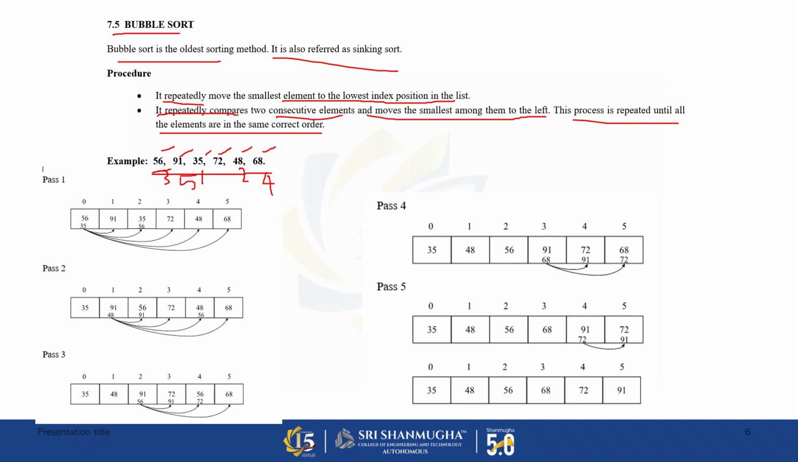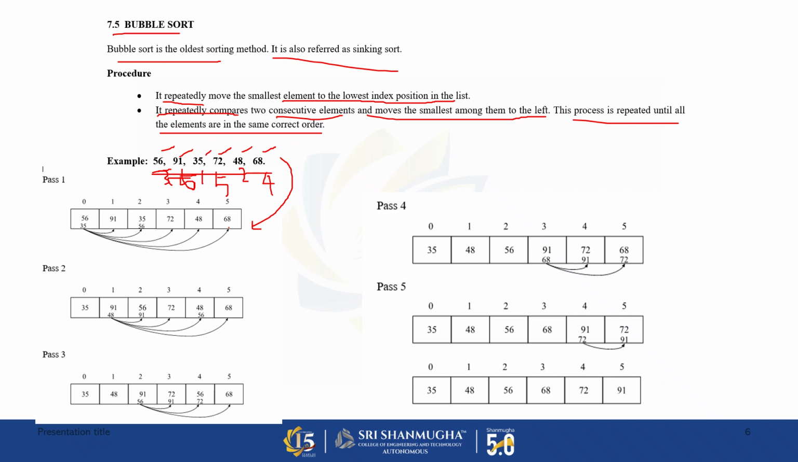So what are the techniques in the first phase? We consider positions 0, 1, 2, 3, 4, 5. So 72 is the fifth number and 91 is the sixth number. First number, second number, third number, fourth number, fifth number, sixth number. This is the order. Here we have 56, 91, 35, 72, 48, 68, and we use this order first.